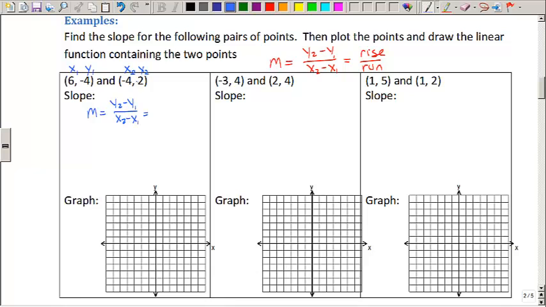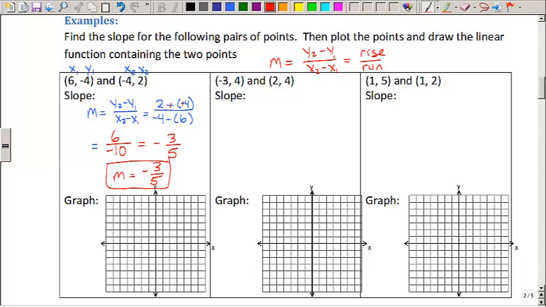when I read y2, instead of y2, I'm going to replace it with 2. Minus, because there's a minus in the formula, y1, and my y1 is -4. x2 is -4 minus x1, and I replace that with 6. 2 minus the -4 is really add 4, or 6. -4 minus 6 is -10. 6 over -10 reduces to -3/5. So my slope is -3/5 for the line passing through the 2 given points.